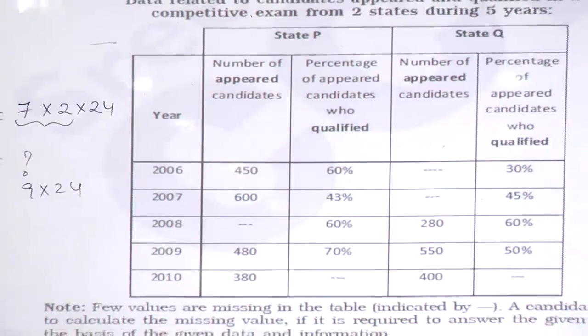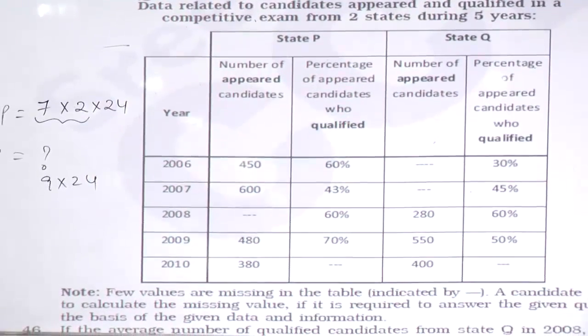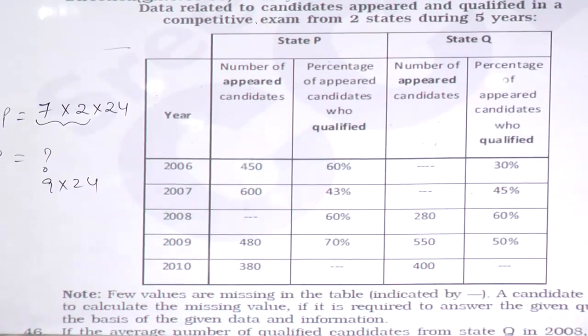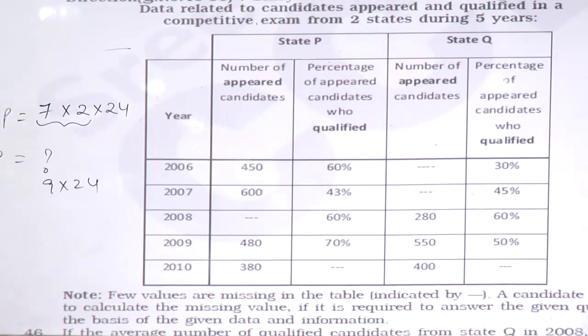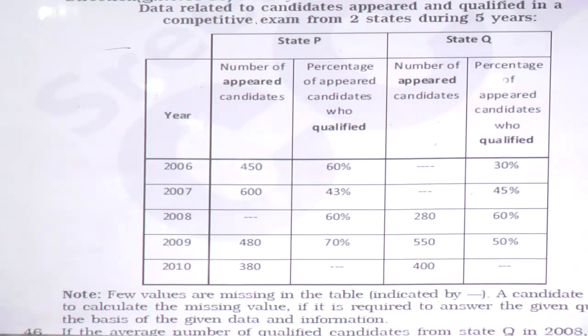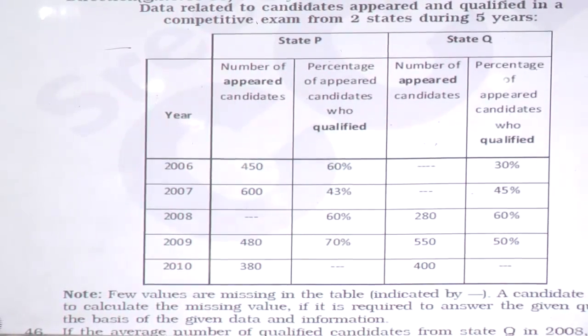Understand? Next, 50. Out of total number of qualified candidates from state P in 2008, the respective ratio of male to female is 11:7. If the number of female candidates from state P in 2008 is 126, what is the number of appeared candidates from state P in 2008? Now, this is something like backtracking. 2008 లో అసలు క్వాలిఫై అయిన వాళ్ళు ఎంతమంది?